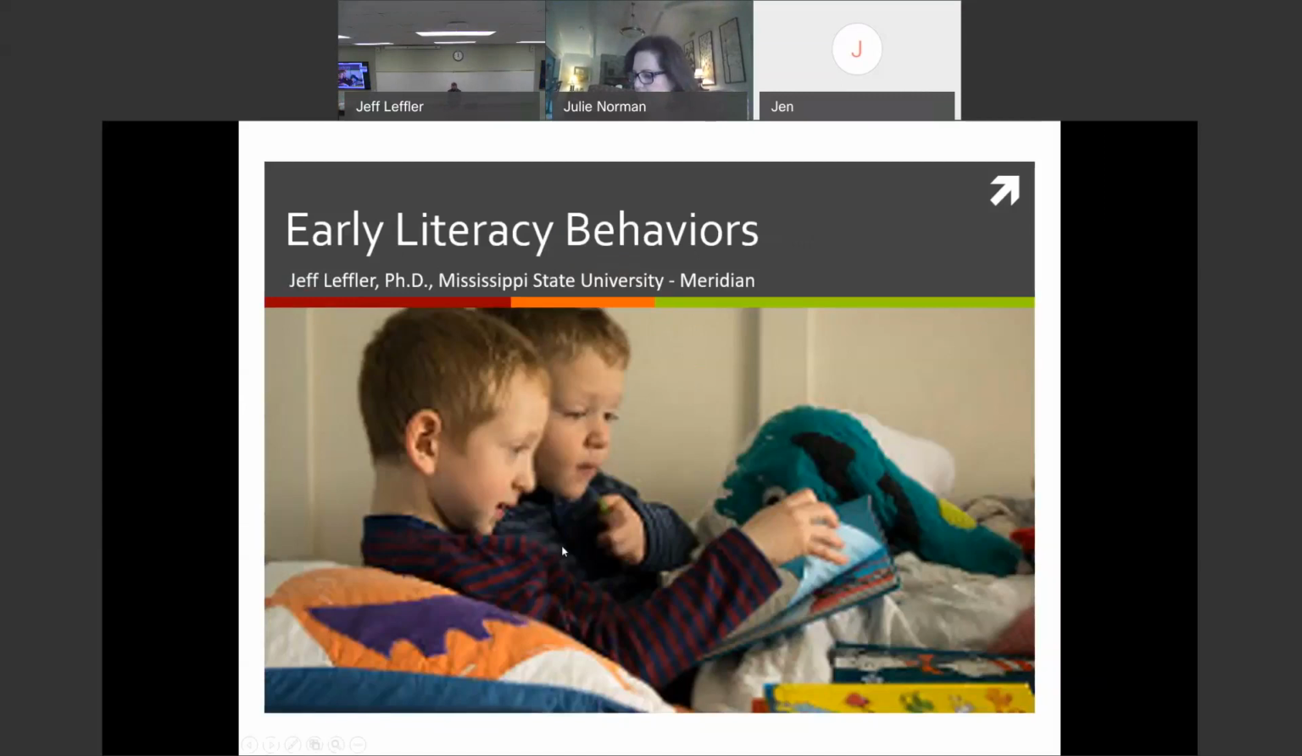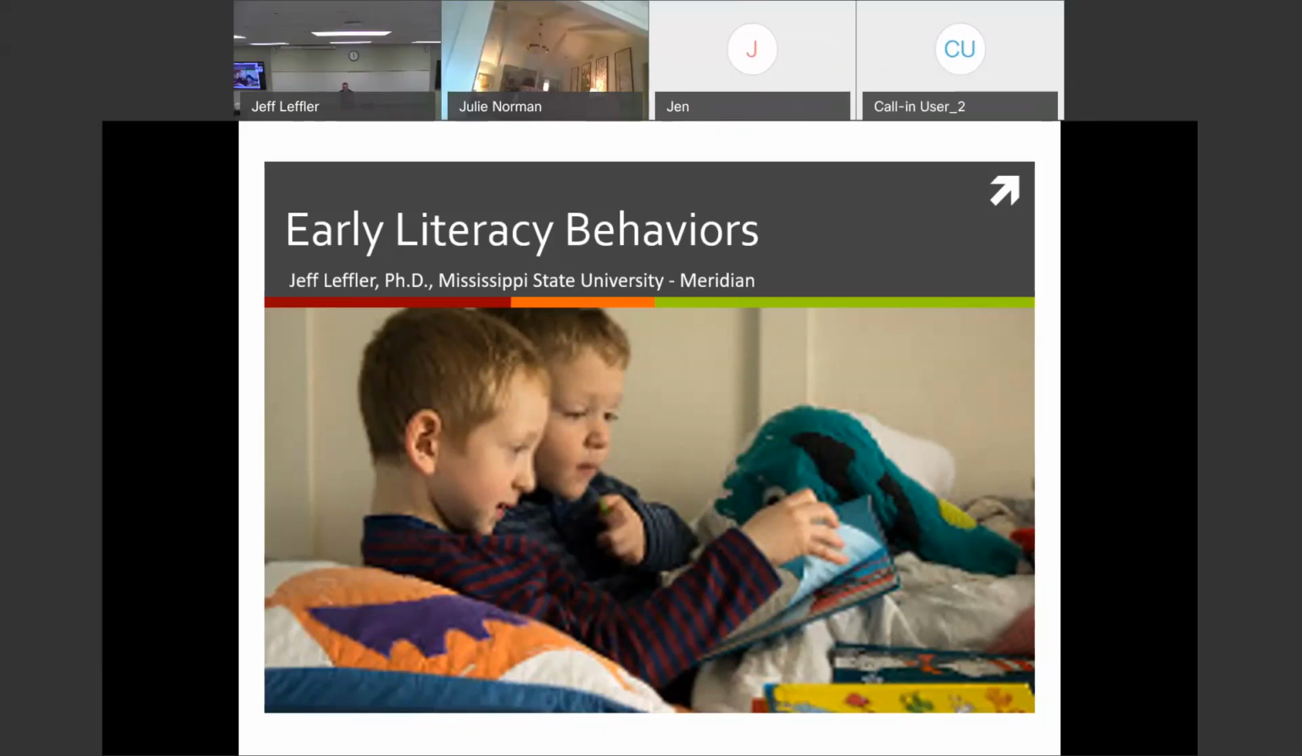All right, so this week we're talking about early literacy behaviors. This session is not necessarily about how to teach your children specifically how to read, but it is focusing on teaching them and modeling for them the behaviors that lead to their ability to read.